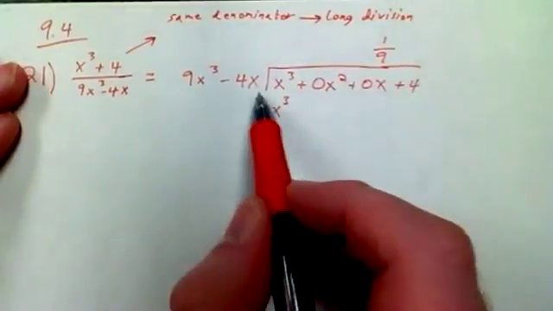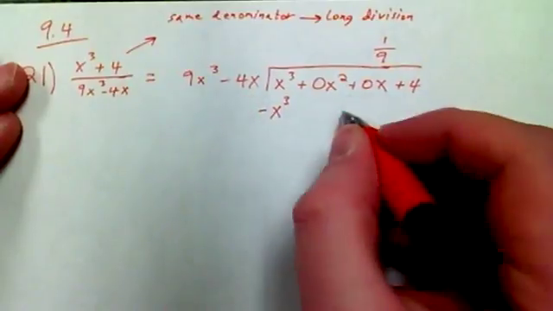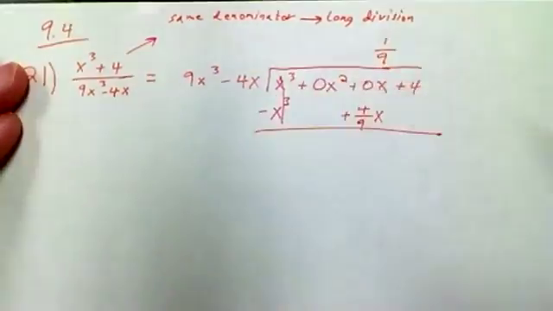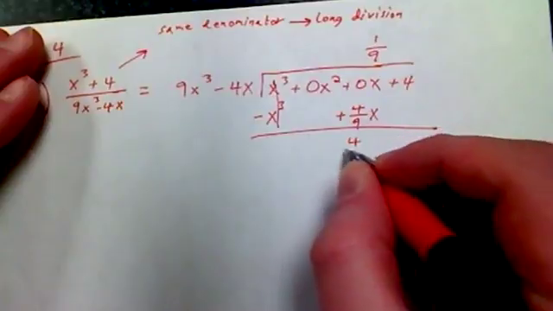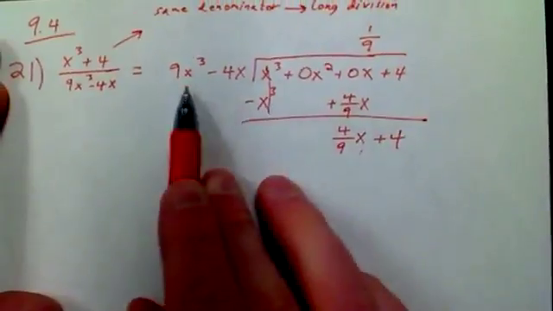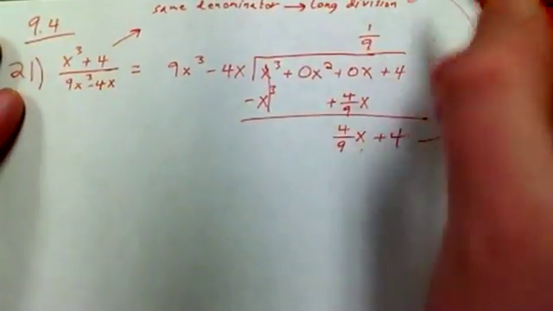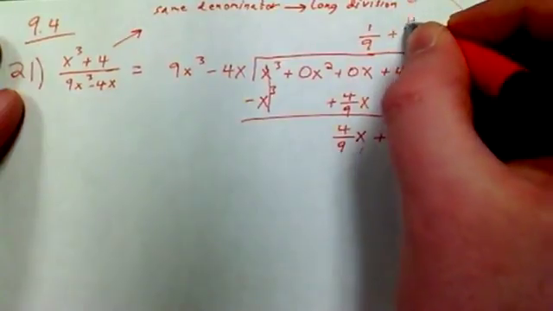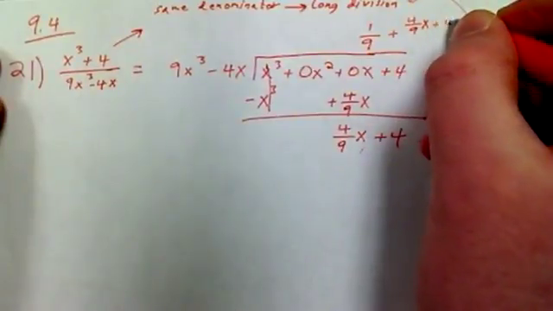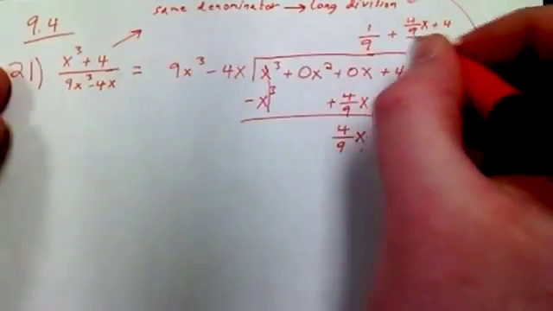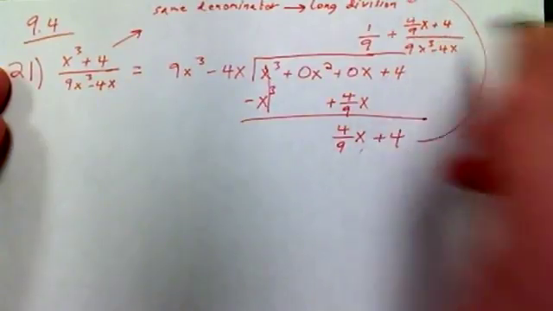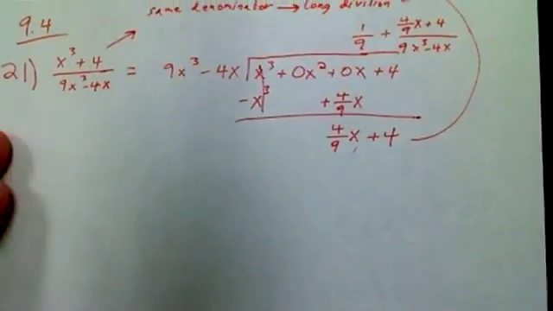And then I have 1/9 times negative 4x is negative 4 over 9x, so I need plus 4 over 9x. Okay, x cubes cancel, and I end up with (4 over 9)x plus 4. Now the degree is less, so this is my remainder, if you recall. So this is going to be plus ((4 over 9)x plus 4) over 9x cubed minus 4x. Okay, so I have this right here.